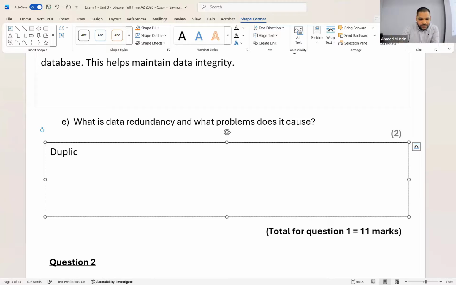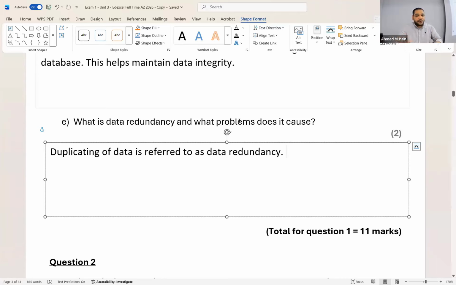Duplicating of data is referred to as data redundancy. Okay, now they're not asking us the good side of it. When is it good? When you're doing backups. When you're doing backups, data redundancy becomes a good thing for you. But they haven't asked the good, they've asked the problem. What is the problem?